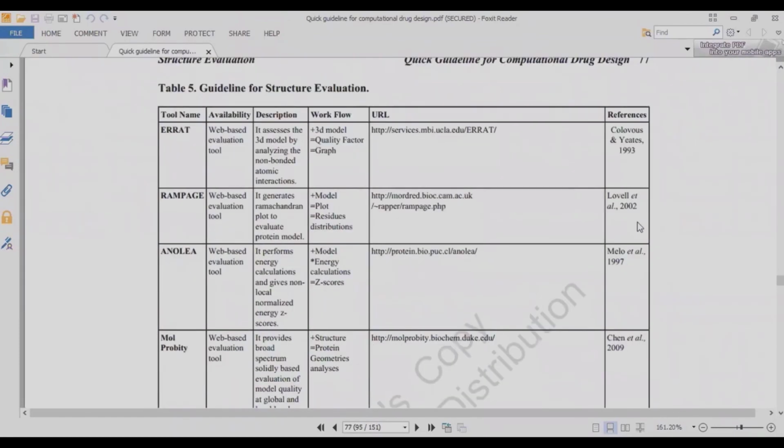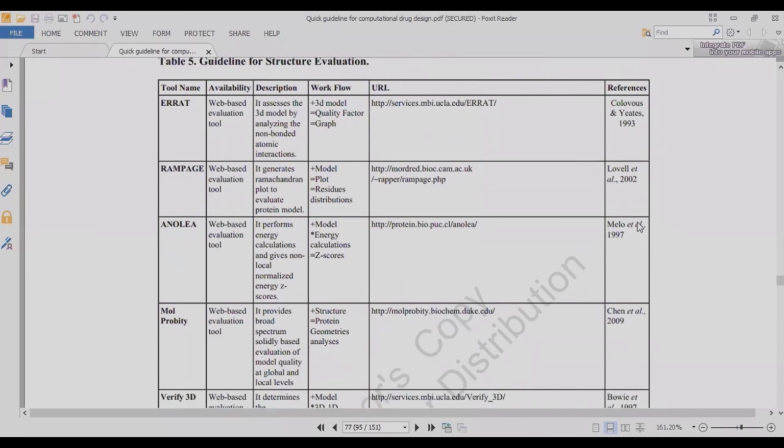Then we have a guideline for structure evaluation. Okay, here, the same as in previous chapters, we have the tool name, availability, description, workflow, URL, and reference. The description column for all the tools is also very important.